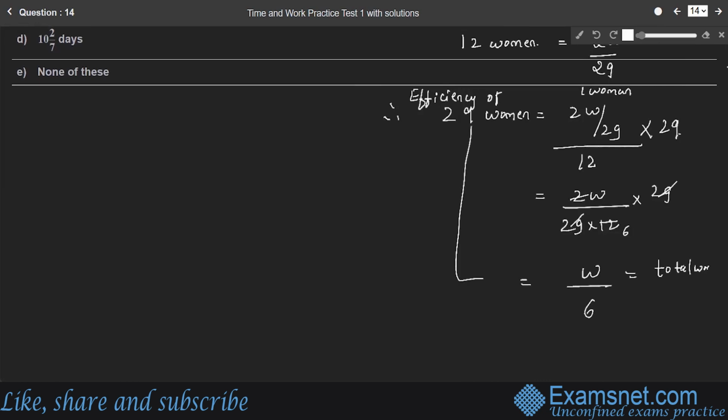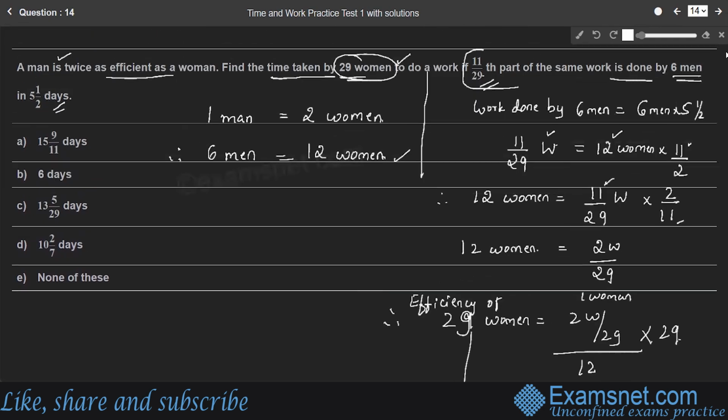Since efficiency is total work by total time taken, 29 women take 6 days of time. Here the time is in terms of days. So the time taken by 29 women to do the remaining part, that is 11 by 29 part of the work done by 6 men, is nothing but the part of work done by 12 women.